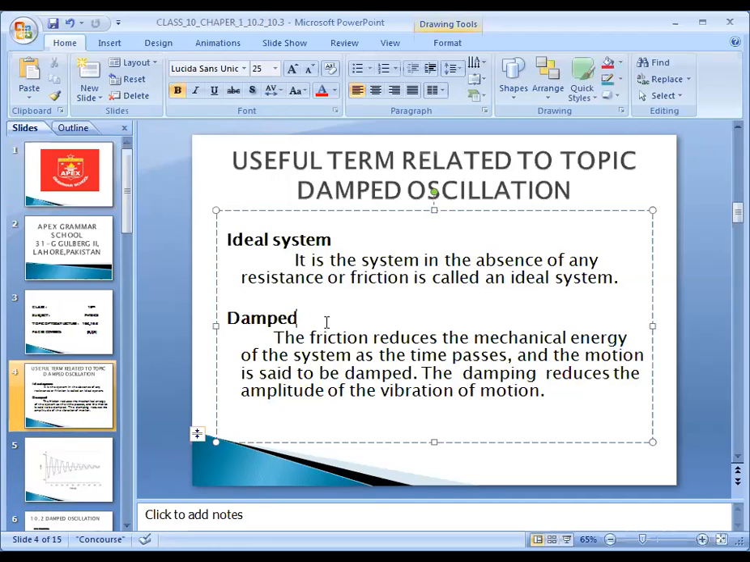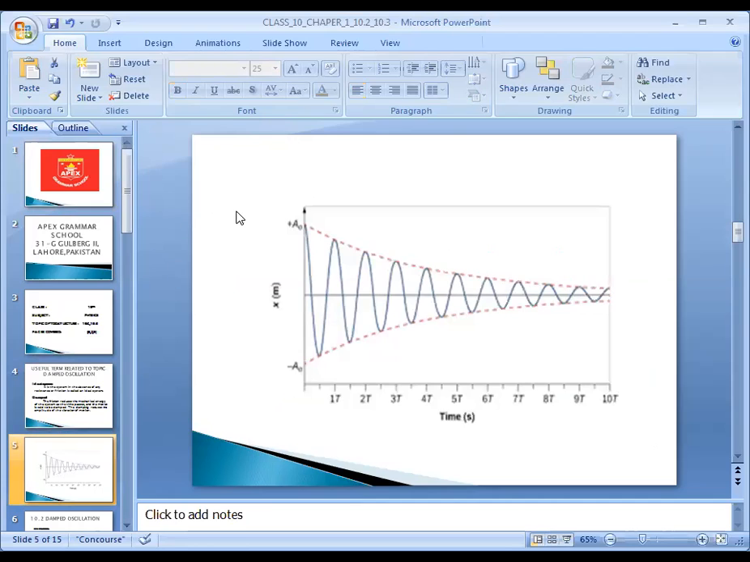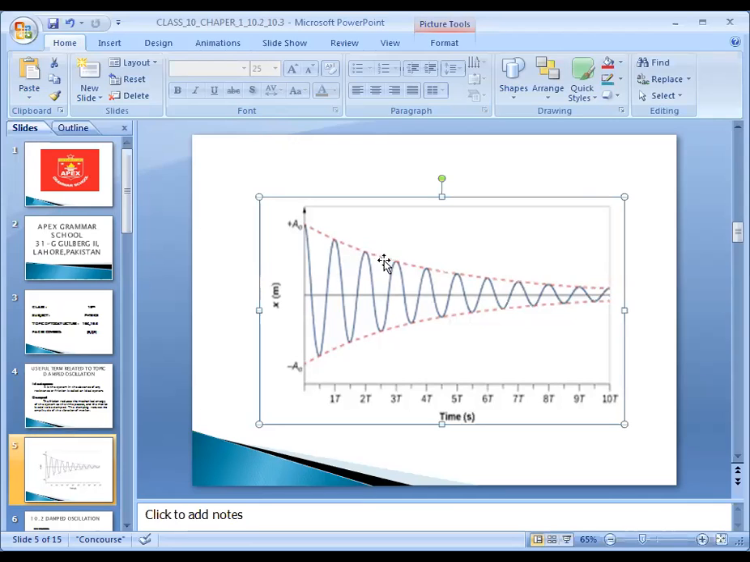Next, we studied damping. The friction reduces the mechanical energy of the system as time passes and the motion is said to be damped. The damping reduces the amplitude of the vibration of the motion. What is damped actually? If I take the example of a ball, if I throw the ball, it will go to a maximum height, and you might have seen the ball will come to rest after some time. First its amplitude is at peak, then its amplitude will reduce and keep on reducing, and its amplitude goes down. This is the example of damped.